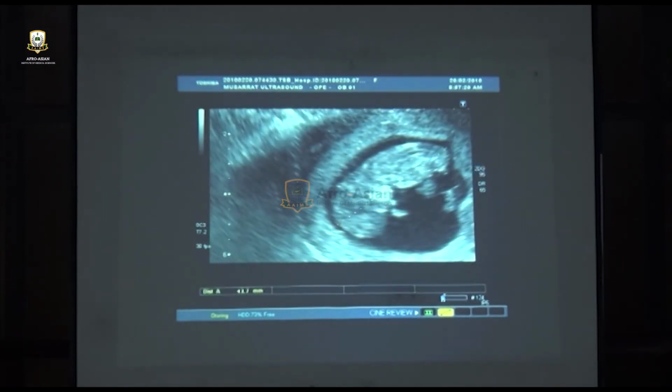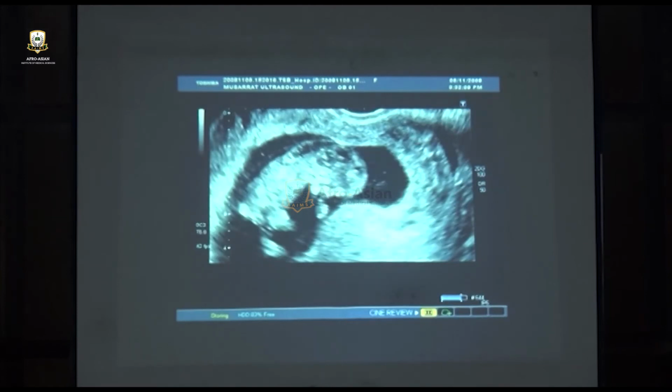Anybody see that lucency? And the answer is no. So what do you write? No evidence of nuchal translucency. You don't measure anything because there's no fluid collection at the back of the neck. And when there is no dip, that's what we want.